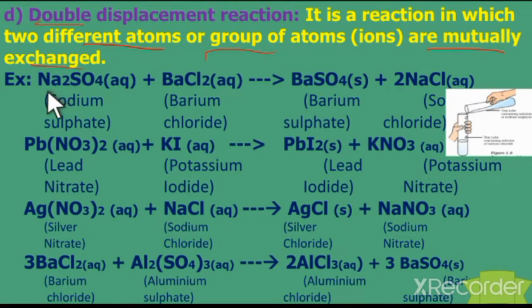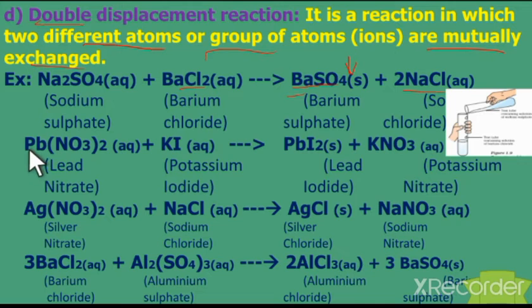Here you can see the examples. When sodium sulfate is treated with barium chloride, it forms barium sulfate and sodium chloride. Here the barium sulfate forms a white color precipitate. Here the sodium sulfate and barium chloride both are colorless solutions. As soon as these are mixed, it forms the white color substance barium sulfate. So that is one example of the double displacement reaction.